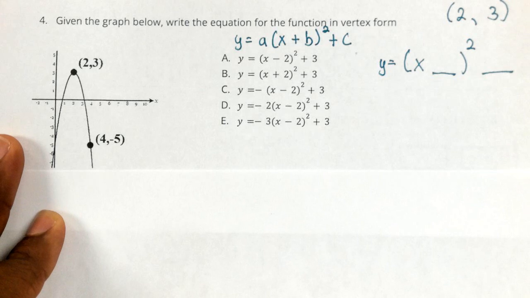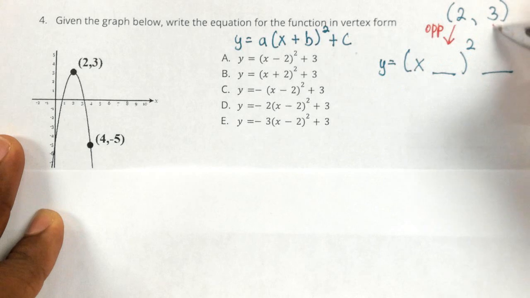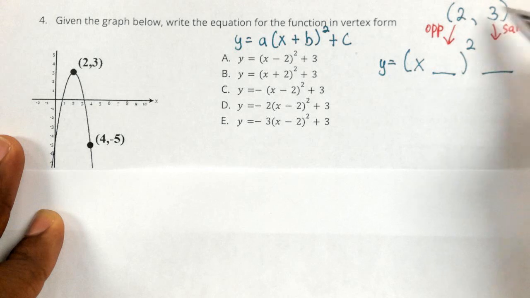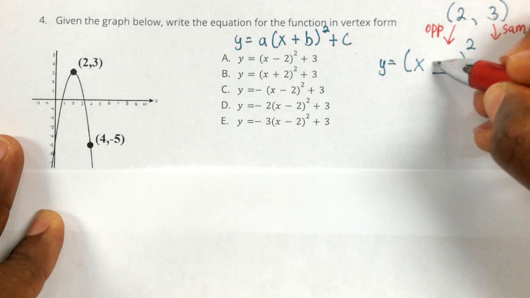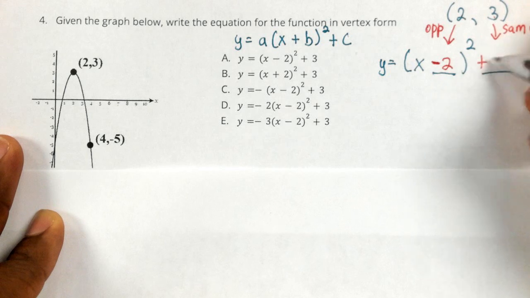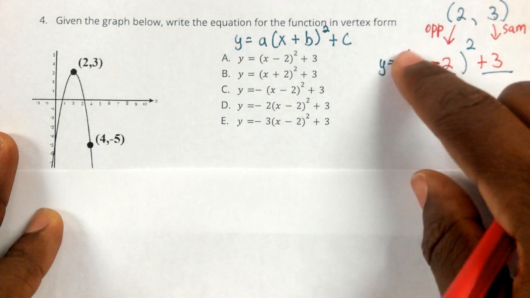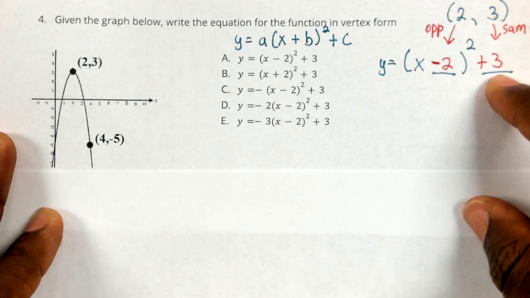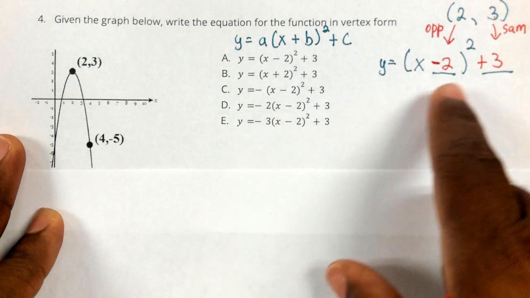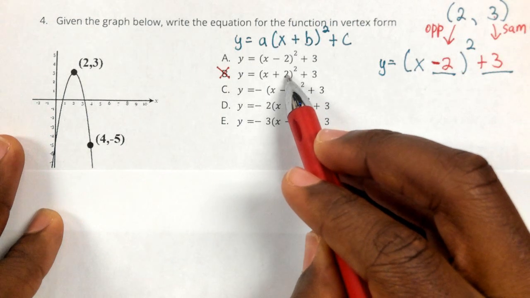And if you guys remember, to figure out what's going to go here, you do the opposite of the first number and the same as the second number. So the opposite of the x value, same as your y value. Opposite of a positive 2 is a negative 2. Same as a positive 3 is a positive 3. So by process of elimination, this is what my vertex form should somewhat look like. B is already out because it has a positive 2 right here.